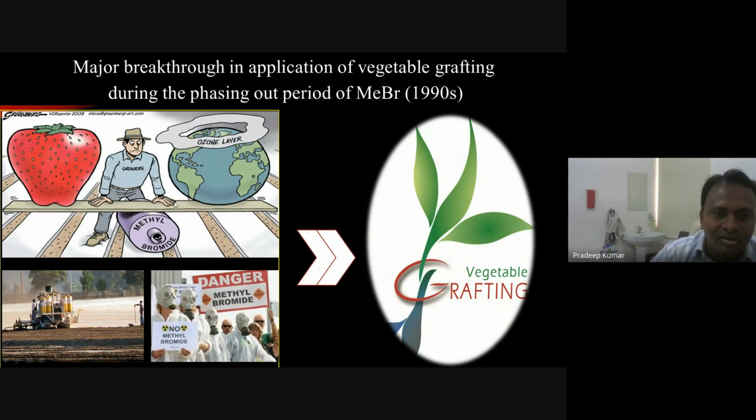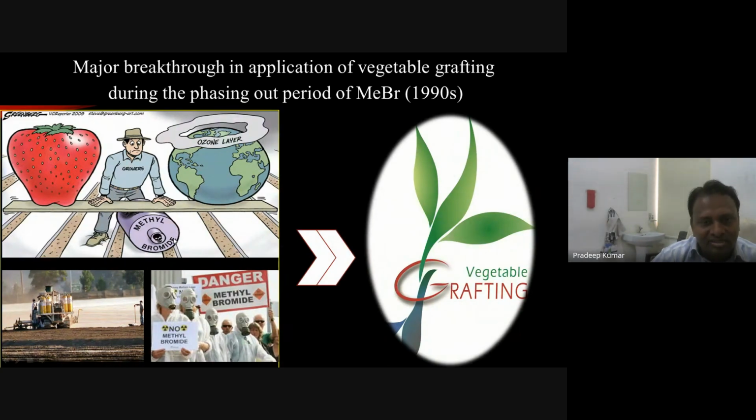So the major breakthrough in grafting came after the banning of methyl bromide, because till the methyl bromide was in practice, particularly in Western countries, they were using it like anything, especially for successive cropping, like vegetable cropping and strawberry, especially strawberry in California. There, thousands of hectares they used to treat soil with methyl bromide. But because of its environmental and human health concerns, it started phasing out from 1995 to 2005. It was completely banned in 2005 for agricultural uses. Then the researchers realized the potential of grafting, and they started doing it.